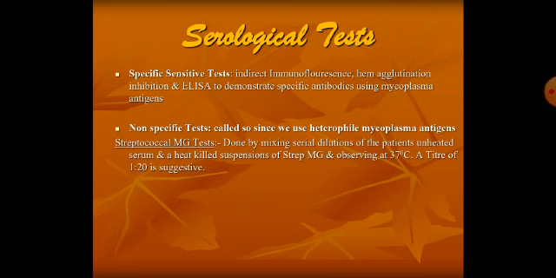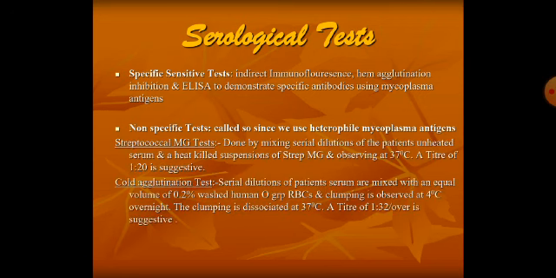After doing the culture, we can also do certain serological tests which can give us more information regarding the infection. So it is classified into 2 types: the specific and sensitive tests and the non-specific tests. Why it is known as specific is because we are using the Mycoplasma antigen itself to identify it. Non-specific means we are not going to use Mycoplasma antigens, but a substitute, which is known as heterophile Mycoplasma antigens.